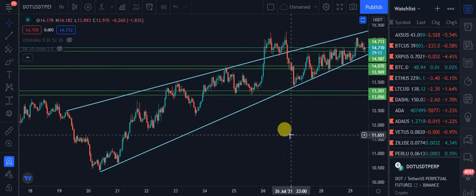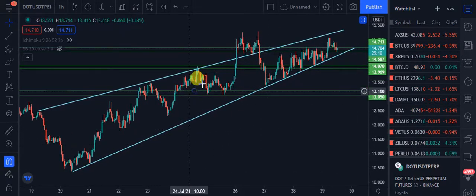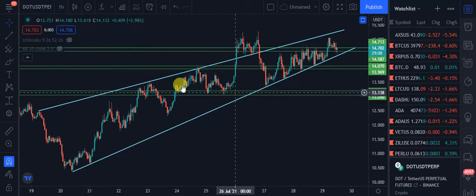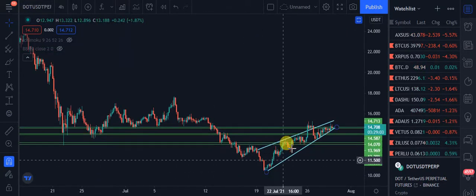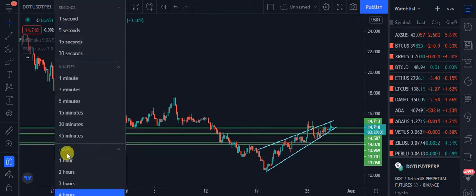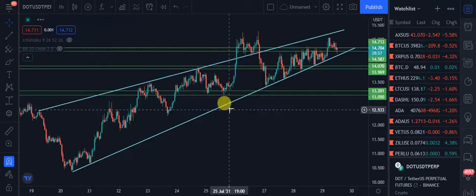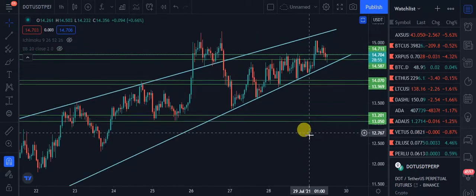Now look at this, it is more like an ascending wedge on the 1 hour time frame. If I change to 4 hours, let's look at how it is on 4 hours. It's an ascending wedge, and an ascending wedge is more of a bearish pattern, that is, if it breaks, it's most likely to break down.